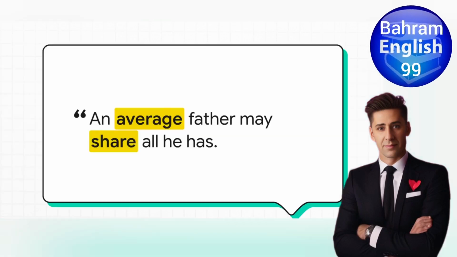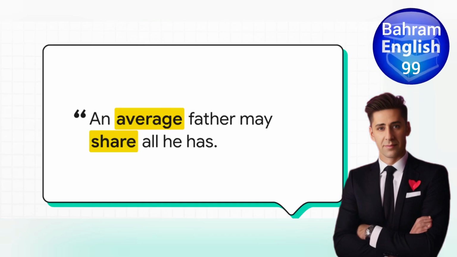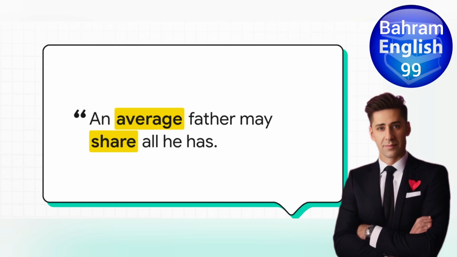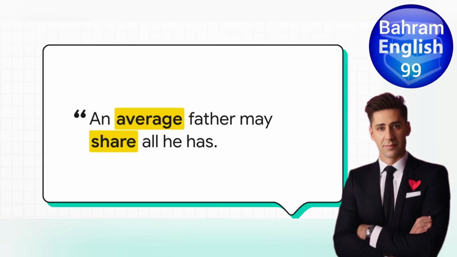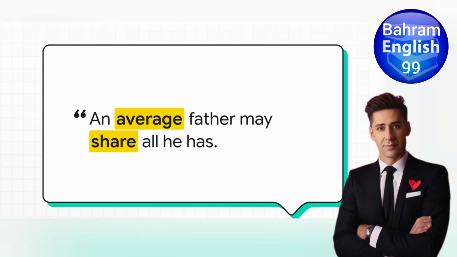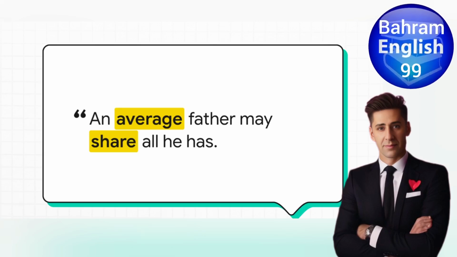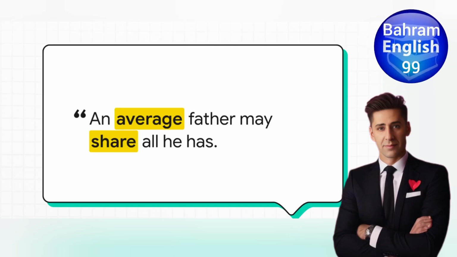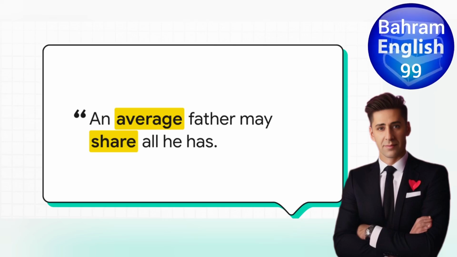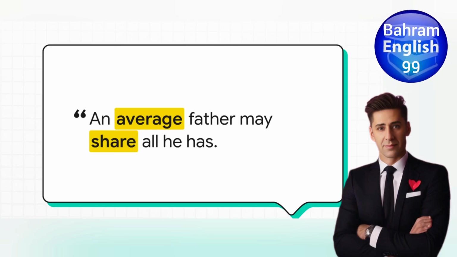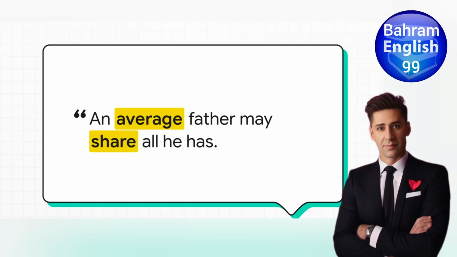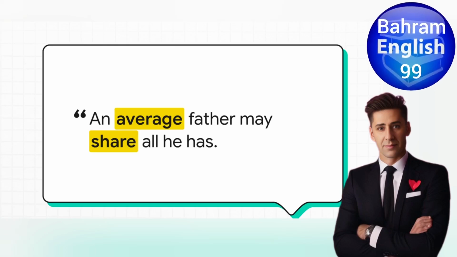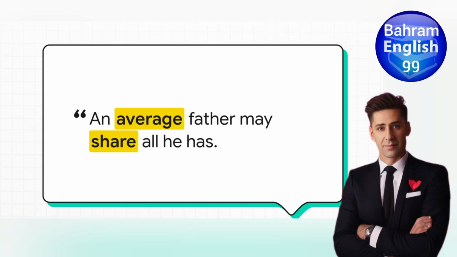And now, behold, the master sentence that uses almost all of them. Read it with me. An average father may share all he has. Let's break it down. An is the schwa. Average is the short A. Father is the broad ah. May is the long A. Share has that unique air sound. All has the ah sound. And has gets us back to the short A. The whole code solved in one sentence.